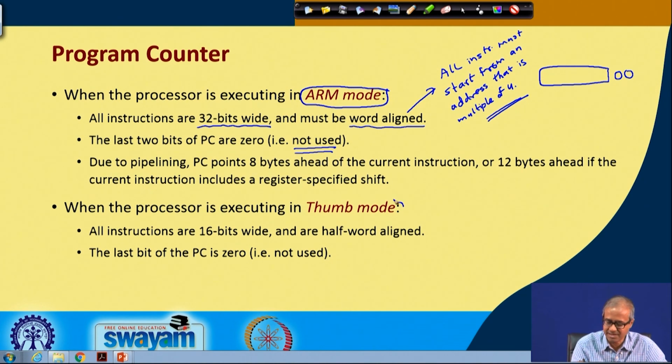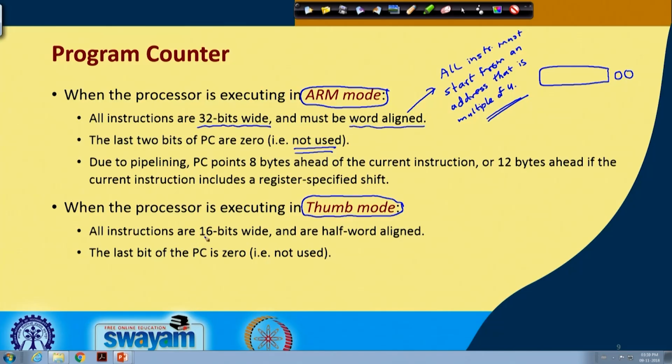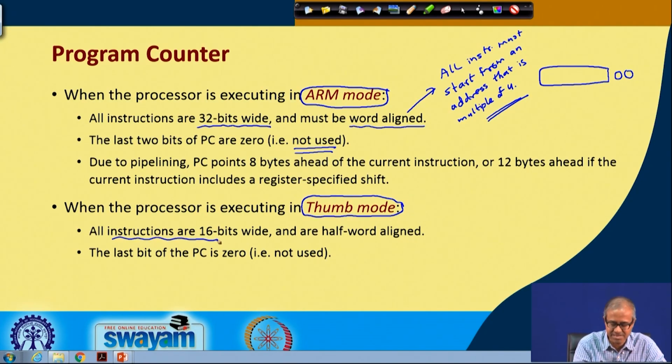But there is another mode of execution whenever you do not need the full power of 32-bit processing. Maybe you are using the ARM processor in a very simple application, where smaller 16-bit instructions, a subset of the instructions, are enough. Here in the thumb mode, the instructions are 16-bit wide, that means 2 bytes, and they are half word aligned, meaning the instruction addresses are a multiple of 2. So, earlier it was a multiple of 4, now it is a multiple of 2.